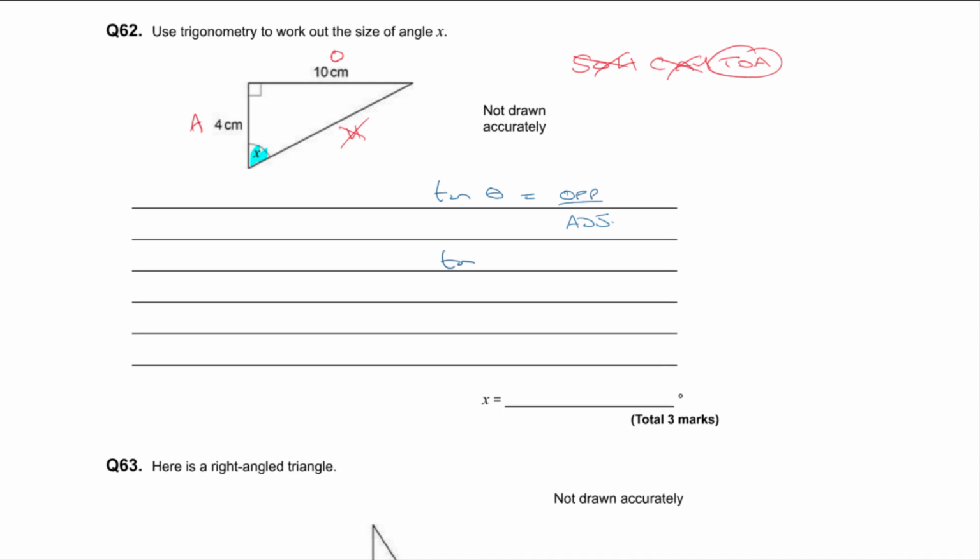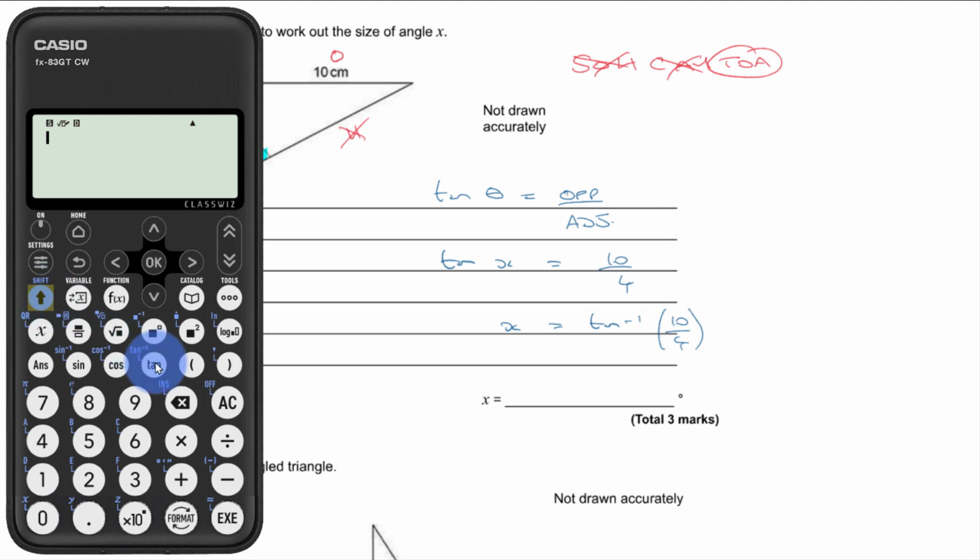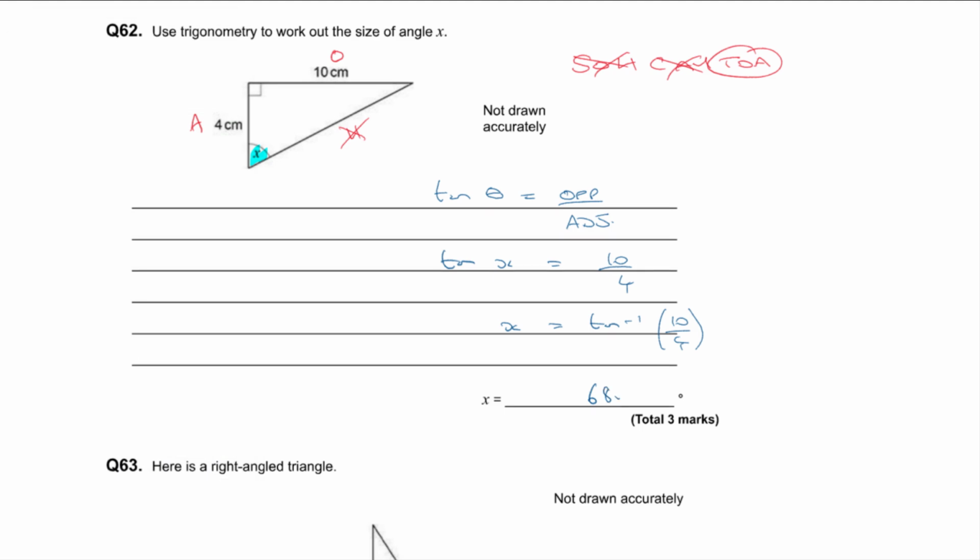So it's just going to be tan x is equal to the opposite, which is 10, divided by the adjacent, which is 4. So this time, if we want x, we're going to have to use the inverse tangent, aren't we? So x is equal to tan to the minus 1 of 10 over 4. So you're going to type that carefully in the calculator. You're going to have to press the shift key, shift tan, and then 10 over 4. That comes out to be 68.2 to the nearest decimal point, then, isn't it? So 68.2.